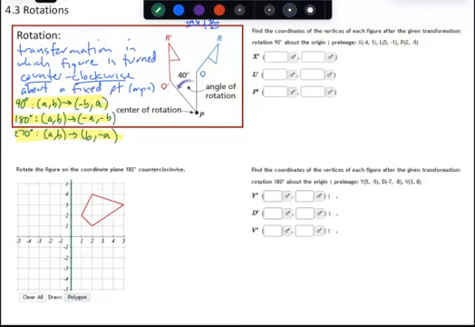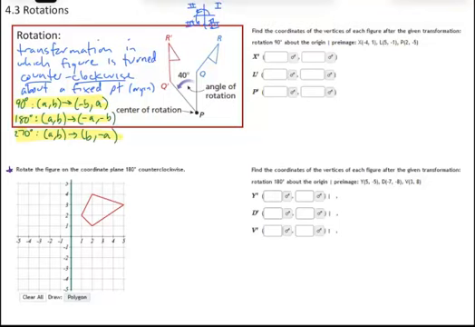All right. So what I want you to see is, can you plot this new figure here? Can you rotate each of those points 180 degrees? It doesn't have to specifically say counterclockwise. If it says it's rotating, it means counterclockwise, so make that assumption. See if you can plot where the new vertices would be, and then connect those vertices to form your figure.